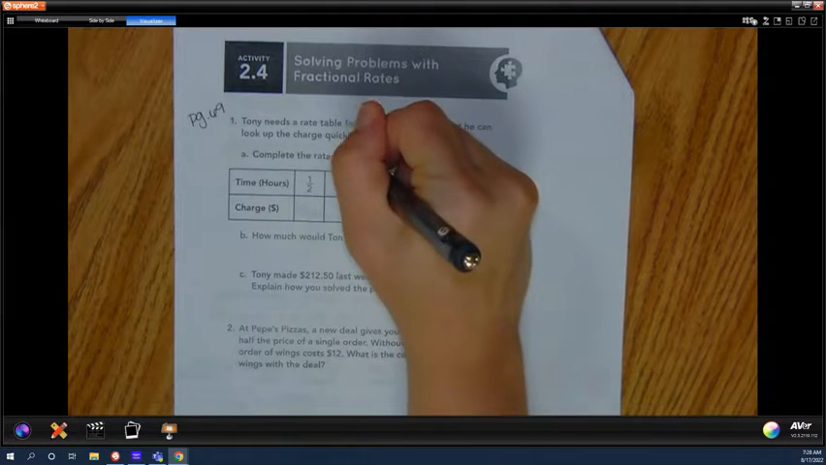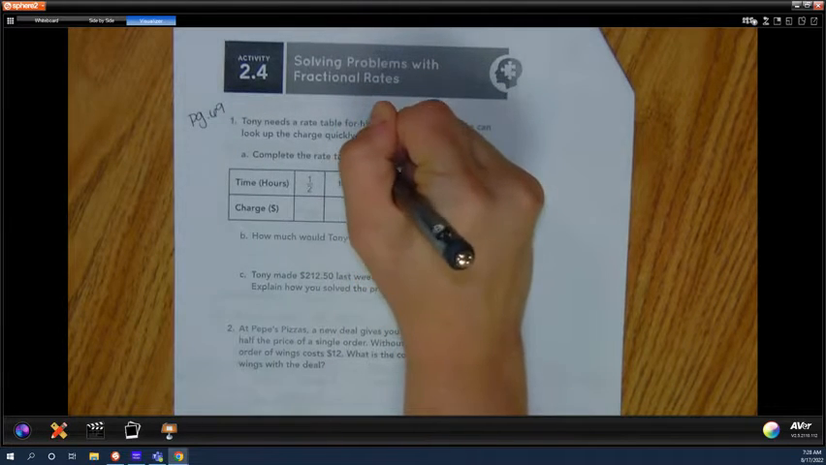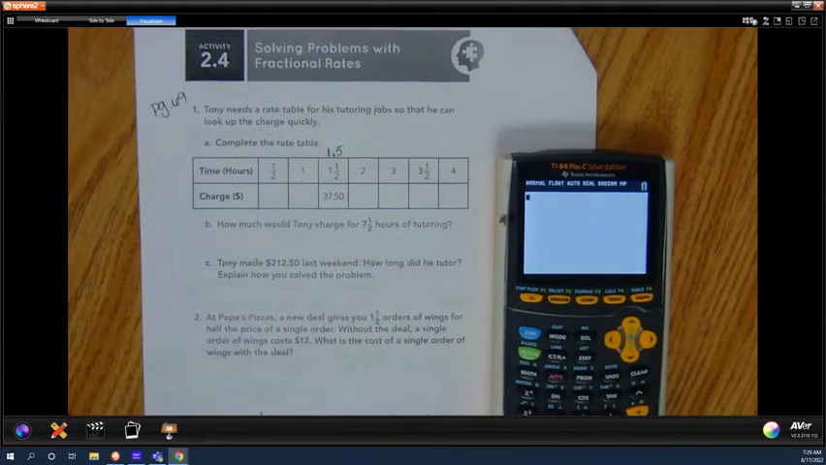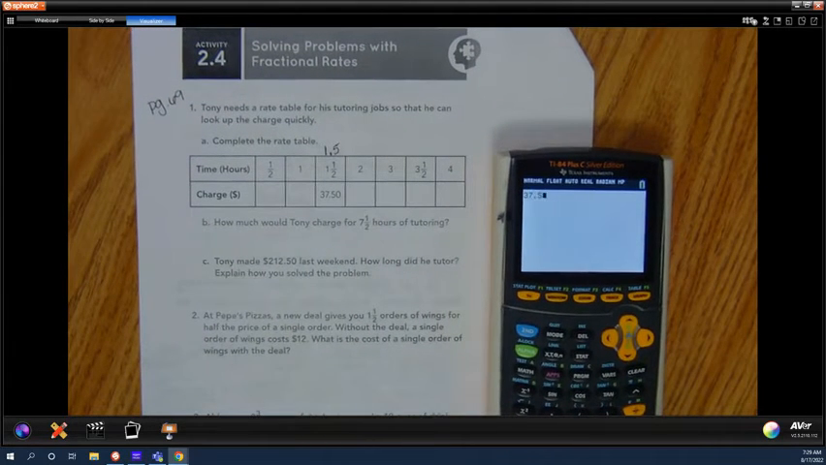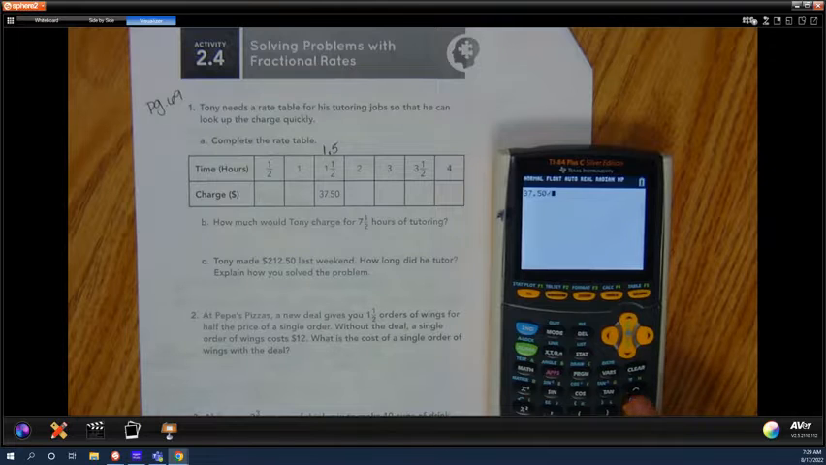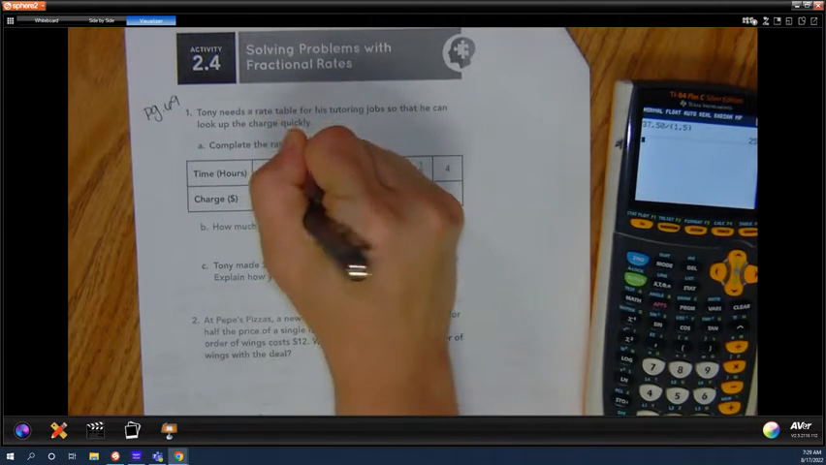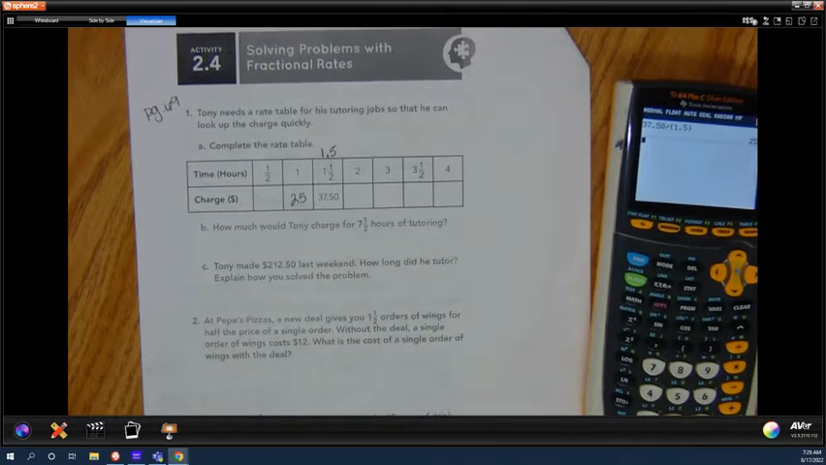Okay, well, 1.5 can turn into a decimal. Okay, and so I'm going to take my handy dandy calculator and I'm going to type in 37.50 divided by 1.5. And I'm going to see that for 1 hour, I'm going to earn $25. Okay, for 1 hour, I earn $25.